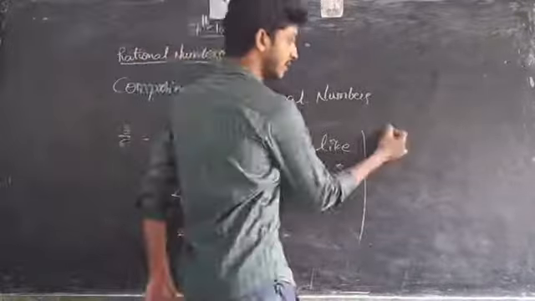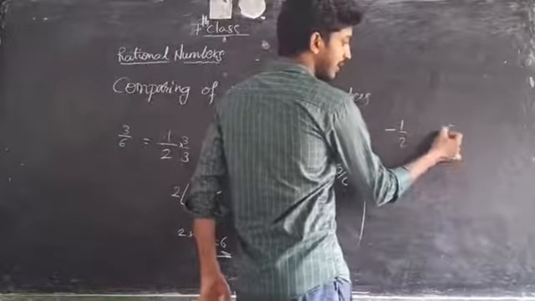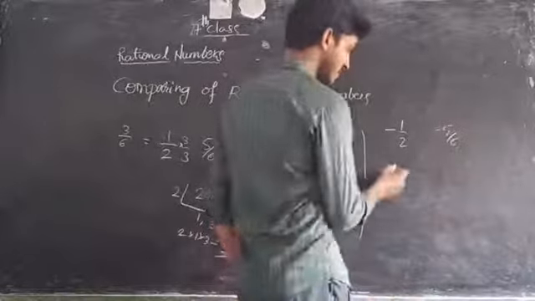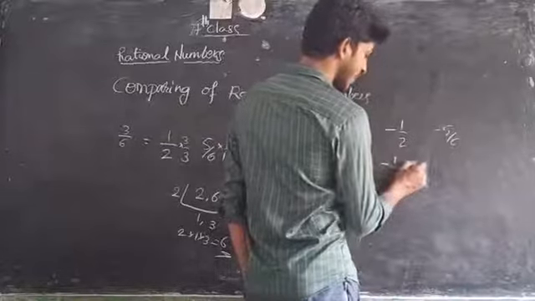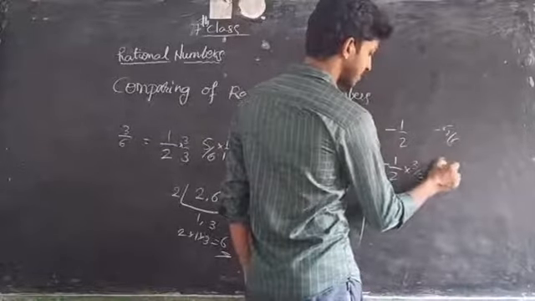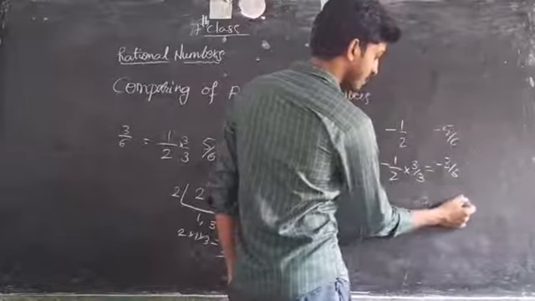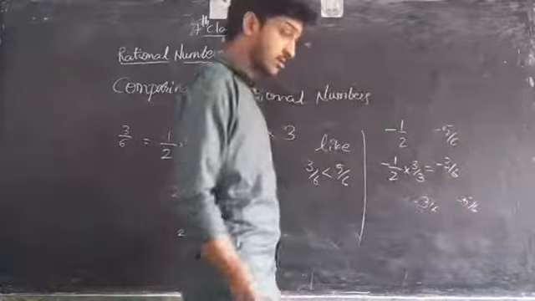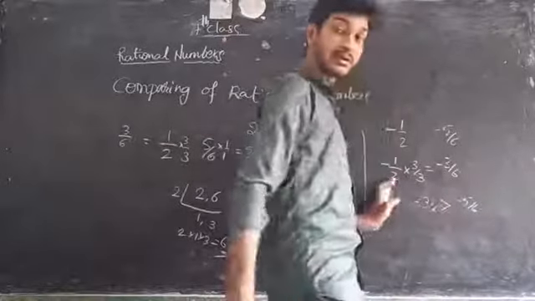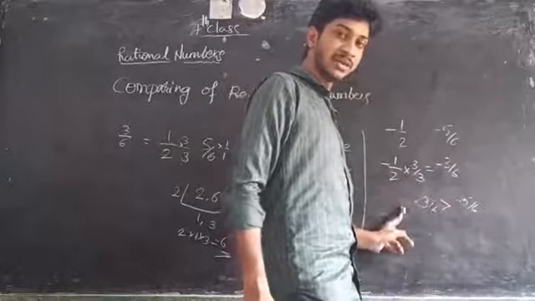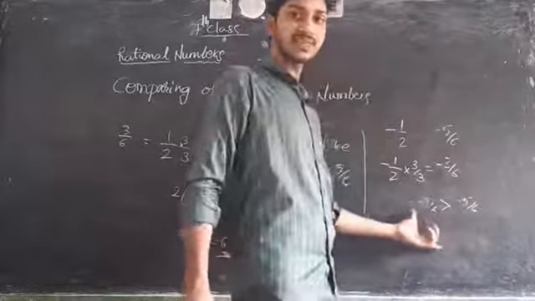See, another one, minus 1 by 2, minus 5 by 6. Here negative numbers are given. How to compare? Same. Make denominators same. So minus 1 by 2 multiplying with 3 by 3, it becomes minus 3 by 6. And it is minus 5 by 6. Minus 3 by 6 and minus 5 by 6. Which one is greater? Minus 3 by 6 is greater, because it has the smaller negative sign value, it comes first. So minus 3 by 6 is greater than minus 5 by 6.